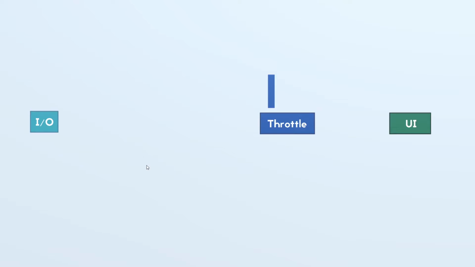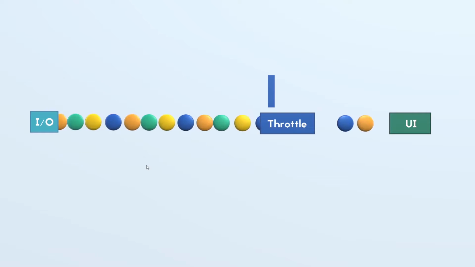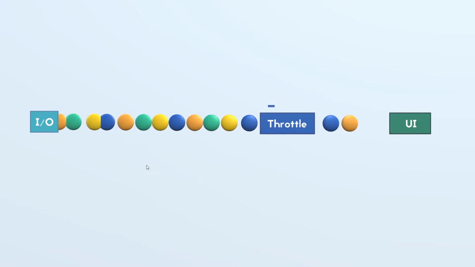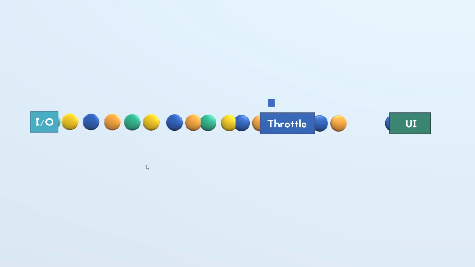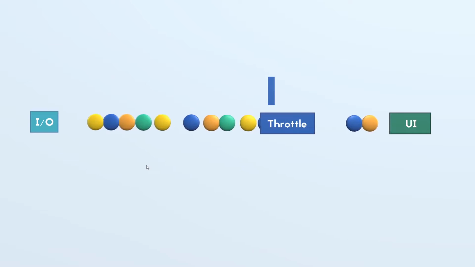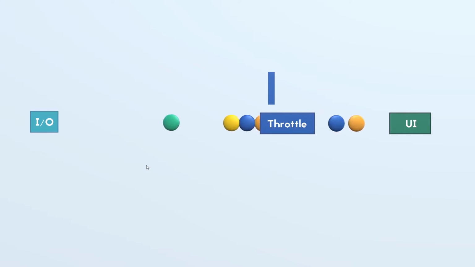If I fire a few requests straight at the throttle, you see this throttle is only allowing 2 requests in every 1 second. Also, the first 2 requests in every 1 second are the ones that are allowed to pass, unlike in the debounce where the last request is let through.